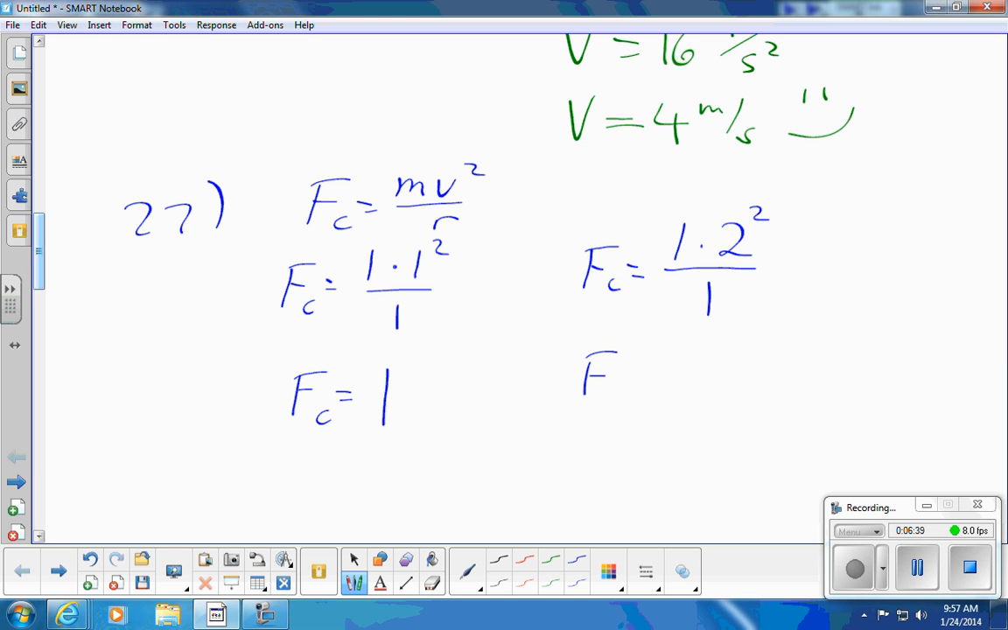And so the new centripetal force is 1 times 2 squared over 1, which is 4. The new centripetal force is 4 times as big, which is choice D. We are done.